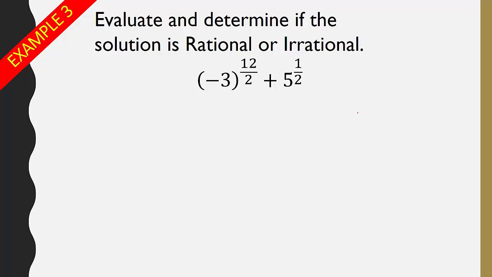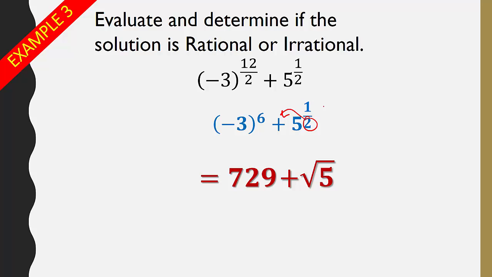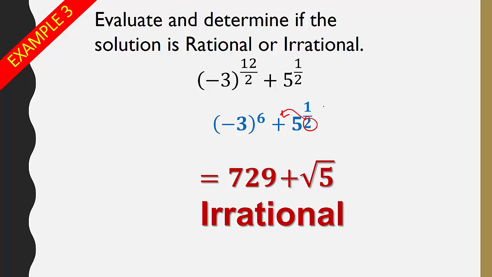Okay, determine if the solution is rational or irrational. So first we are going to want to simplify the 12 over 2. So negative 3 to the 6th power. So basically we're multiplying negative 3 by itself 6 times, which is 729. And remember, for this, that 2 goes out in front, okay, which is just square root of 5, because remember, if it's a 2, we don't need to write it. And this is like what I was saying with the example before. This is irrational, because even though this is a rational number, this part of it is not.